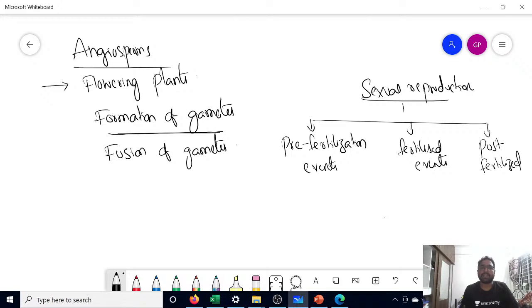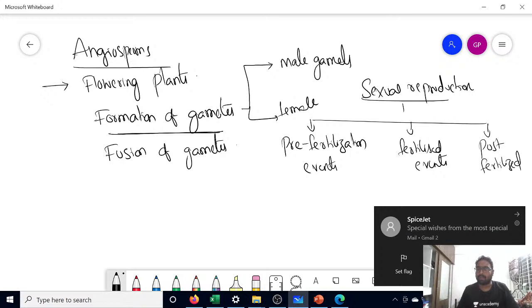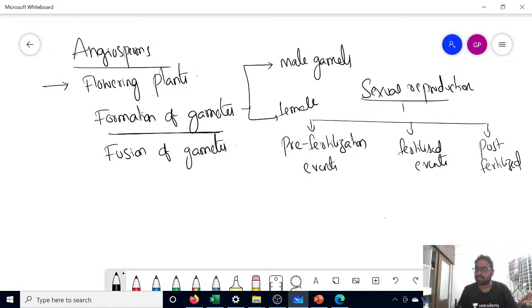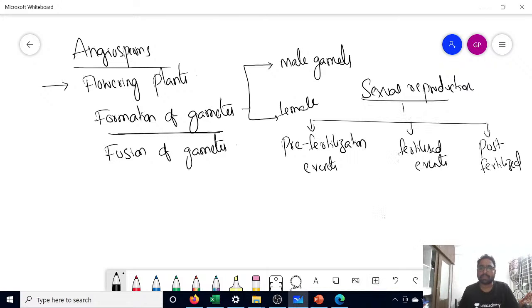Our topic is formation of gametes, because here a male gamete is required as well as a female gamete is required. So now let me ask, what is a male gamete and a female gamete here?